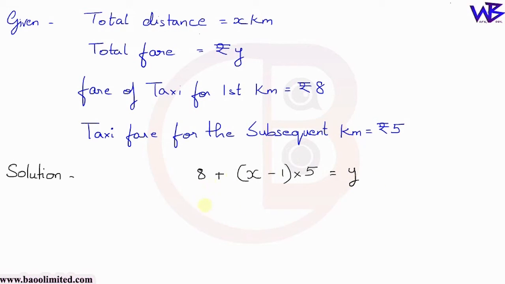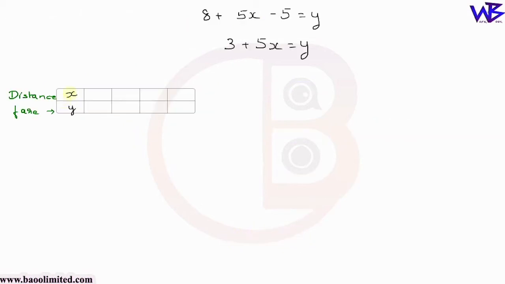Now let's simplify this equation. It becomes 8 plus 5 into x is 5x minus 5 is equal to y. Therefore 3 plus 5x is equal to y is our equation. So x is the distance and y is the fare. We need to substitute x value in this equation. So let's take x is equal to 0. So 3 plus 5 into 0 is equal to y. So 3 is equal to y. So y's value will be 3.